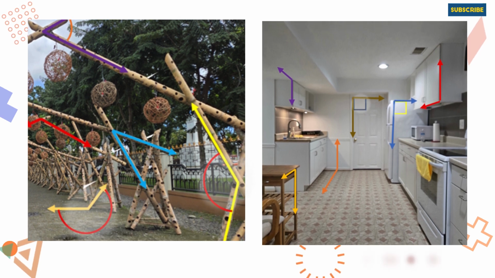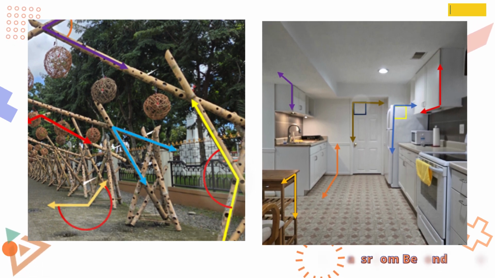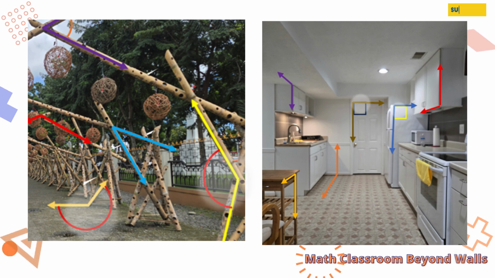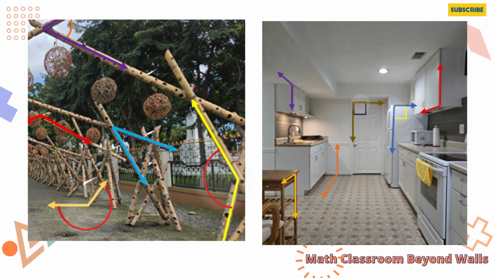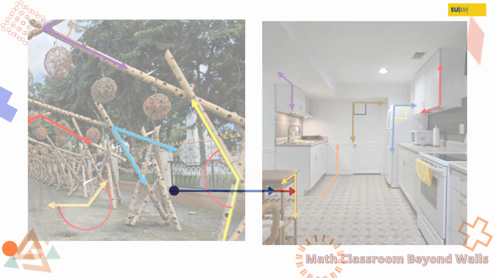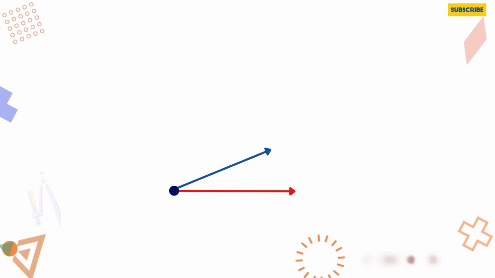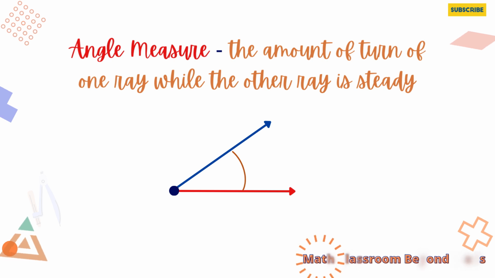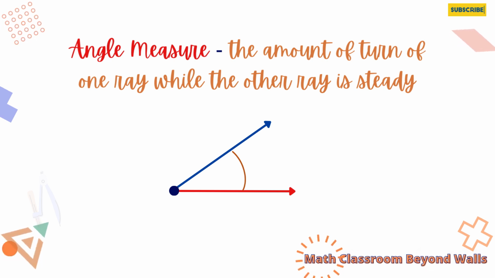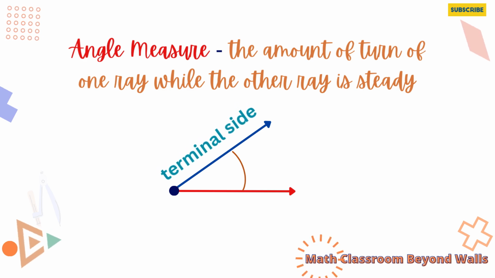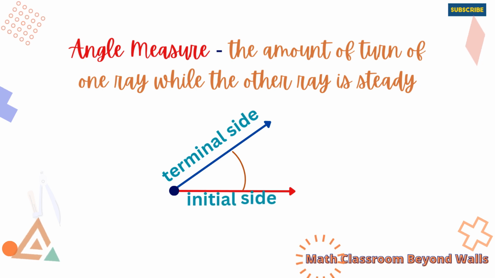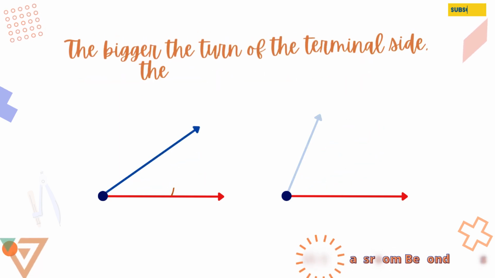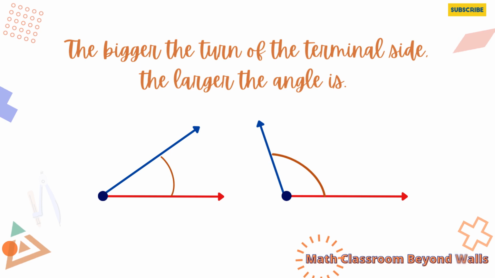By the way, what have you noticed about the size of the opening of the different angles that you have just seen? You're correct. The size of the opening varies. The measure of the opening corresponds to the measure of that angle. Talking of measure, I want you to think of the measure of the angle as the amount of turn of one ray while the other ray is steady. Let us label the side that turns as the terminal side and the side that is steady as the initial side. Now, you must realize that the bigger the turn of the terminal side, the larger the angle is.